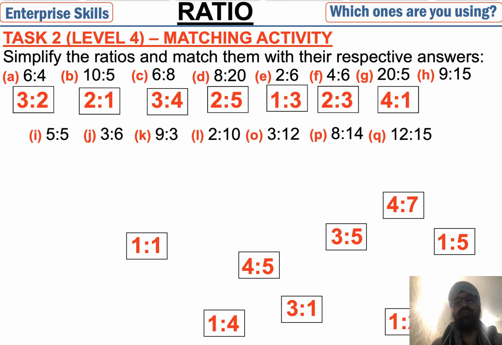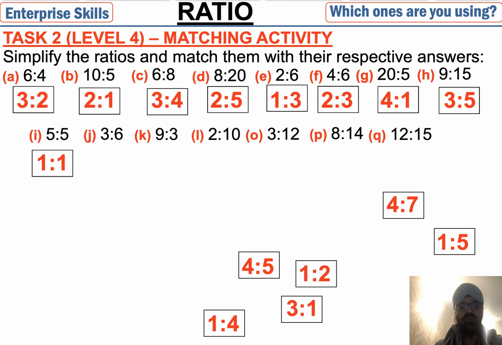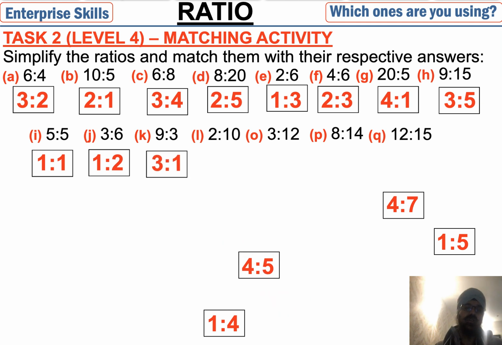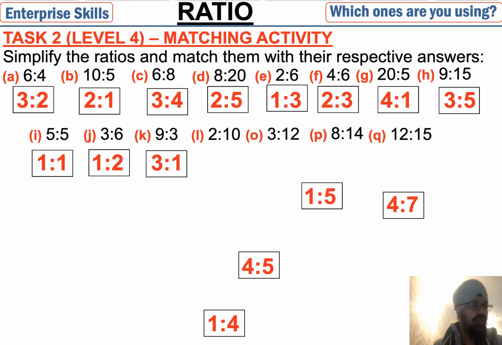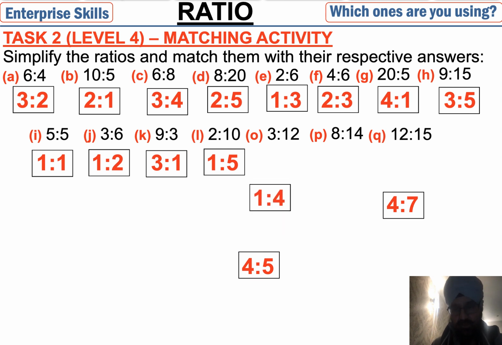And there you go. 20 to 5, 5 will go into both. 5 times 1 is 5, 5 times 4 is 20, so 4 to 1. 3 will go into both of the next one: 3 times 3 is 9, 3 times 5 is 15. 5 to 5 is 1 to 1, obviously, because it goes one time. 3 goes 1 to 2, 3 times 2 is 6. 3 goes into the next one, 3 to 1, because 3 times 3 is 9. 2 times 5 is 10, and so forth.